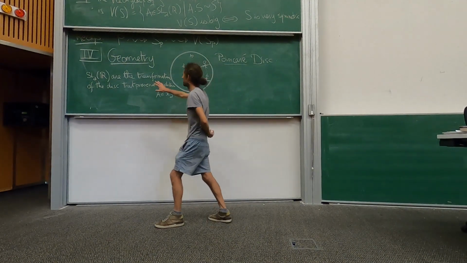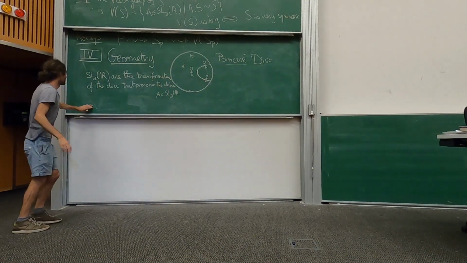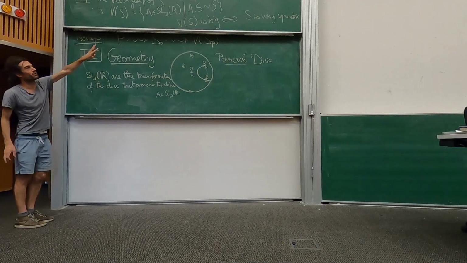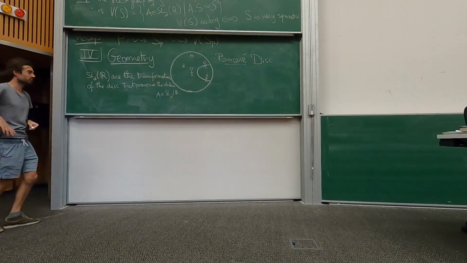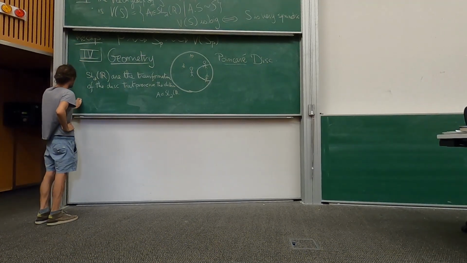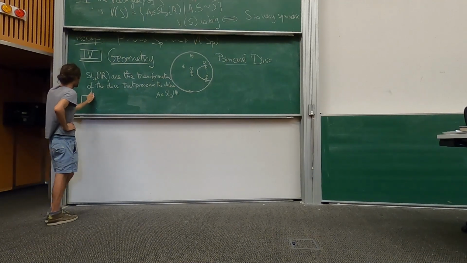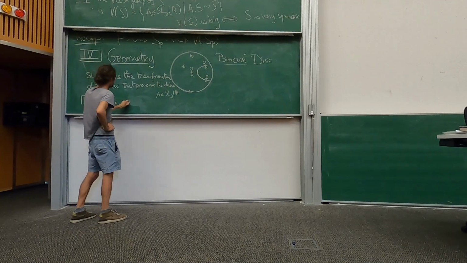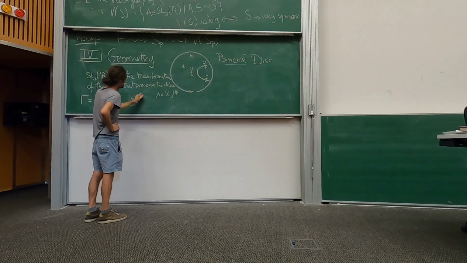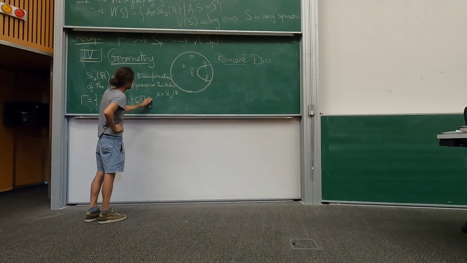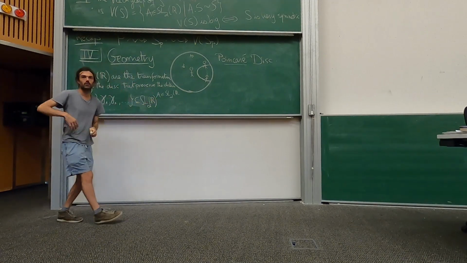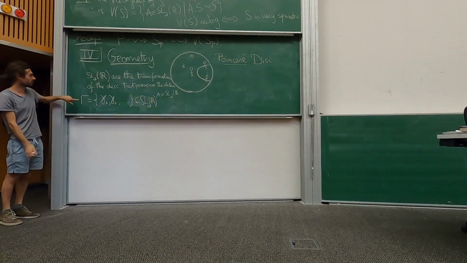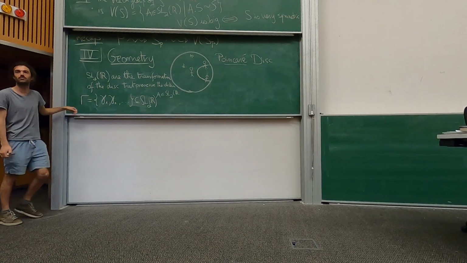Okay, so why do I talk about this? Because it will help me quantify being big in SL2. So now let me take a bunch of matrices, gamma 1, gamma 2, in SL2 of R. Okay, and I want to define what it is for gamma to be big.